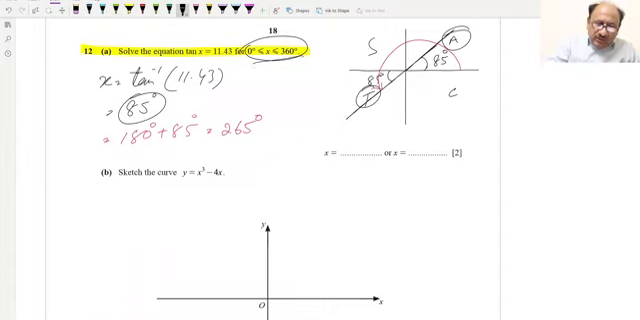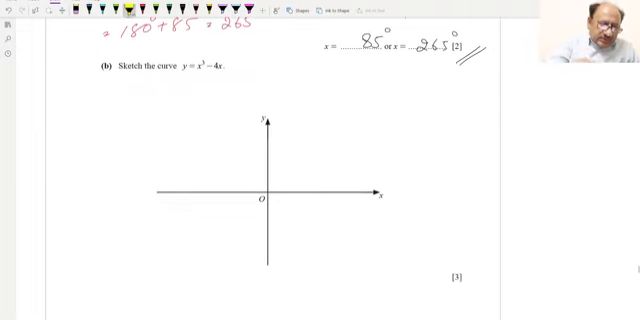So this is within the range, and the next angle will be out of the range. So we'll not be taking further angles. So 85 and 265 degrees. This is for 2 marks, which is done. Now they're saying sketch. B part, sketch this curve.